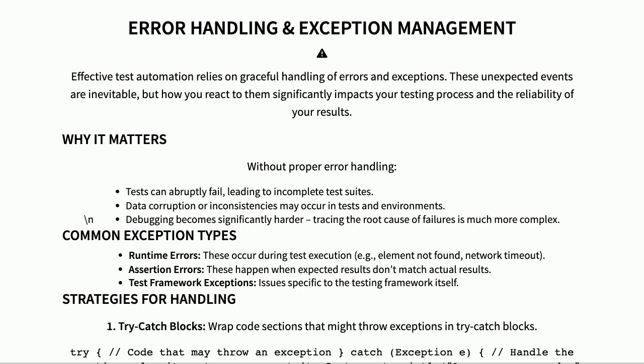To deal with these, we often use try-catch blocks to wrap potentially problematic code sections, allowing us to catch exceptions and gracefully handle them. It's also really helpful to include detailed error messages in our assertions so we can quickly identify the source of the problem. And don't forget logging, it's your best friend for tracking down those elusive errors.